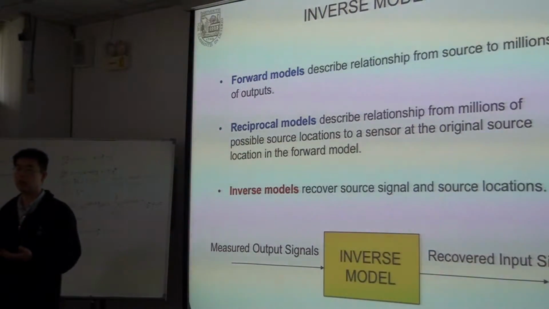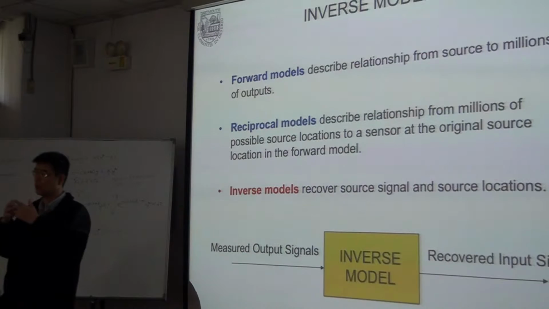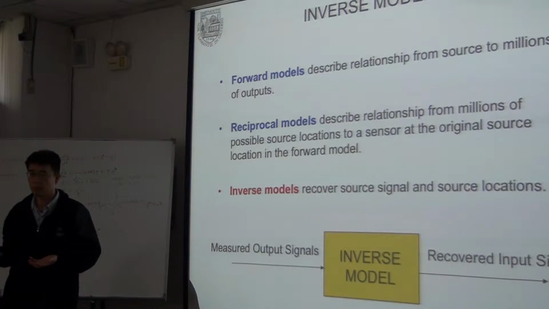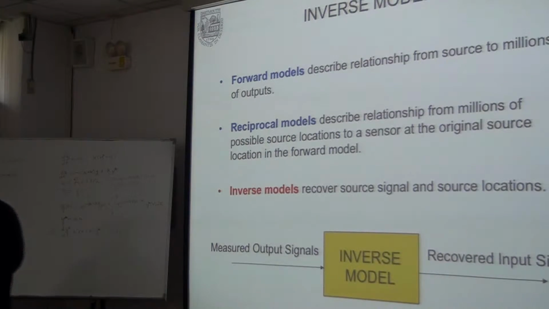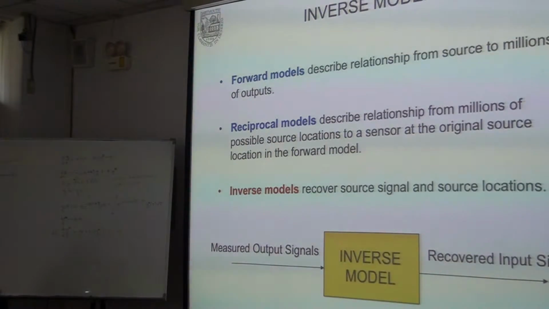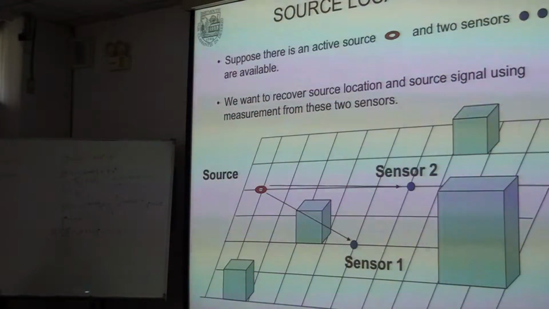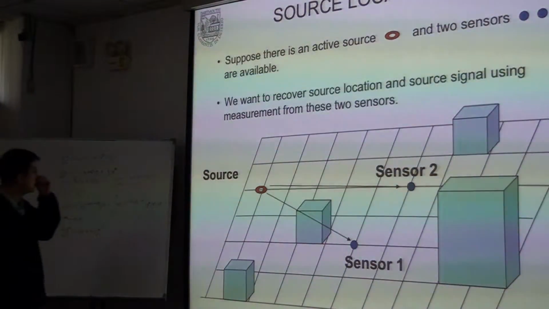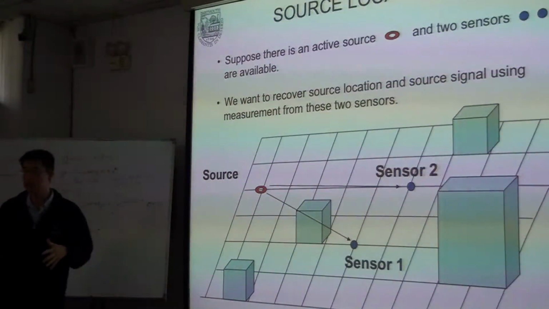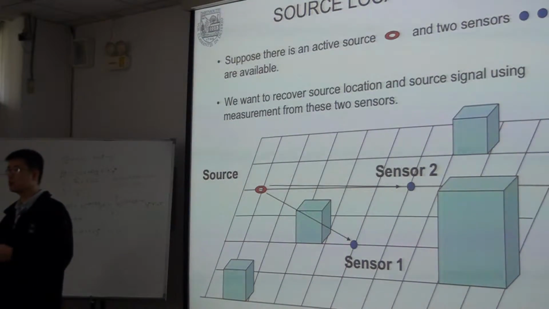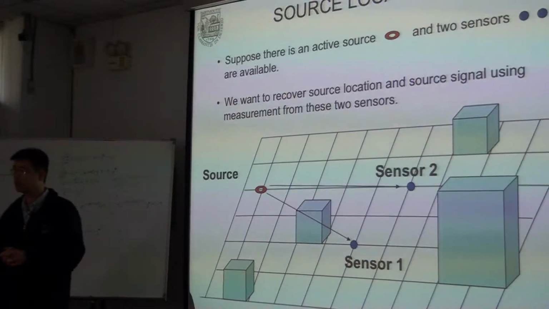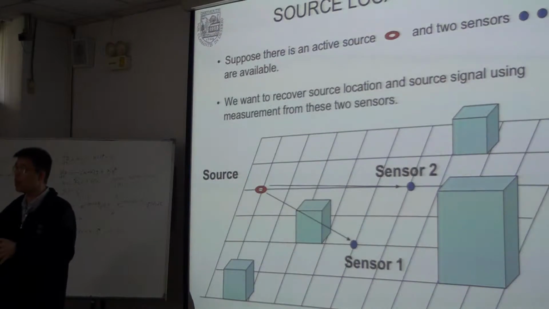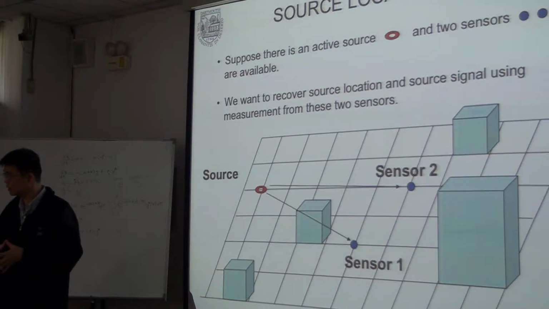So this is for amplification of input signal. We recover the location and the source signal themselves. That is done by an inverse model. Now I'm going to show this cartoon to tell you how we use this inverse model for source localization, meaning figuring out where the source signal is.